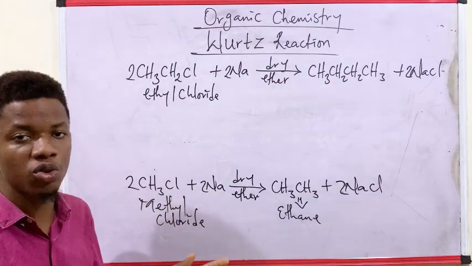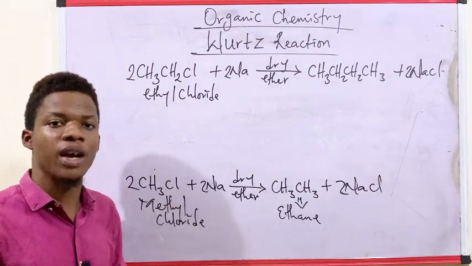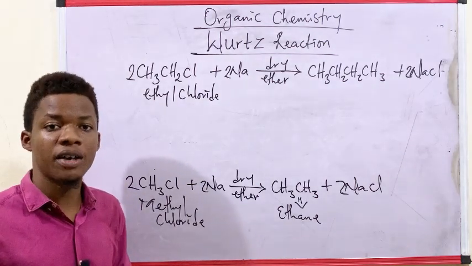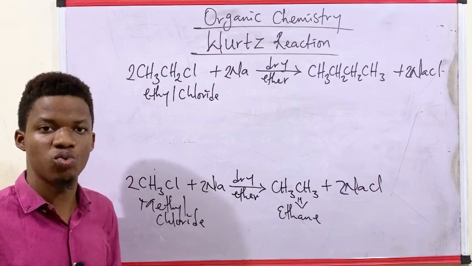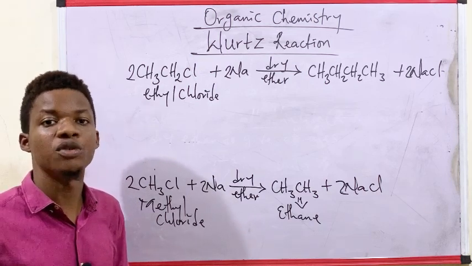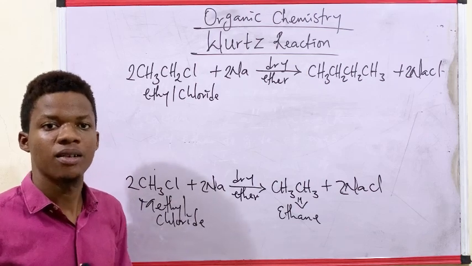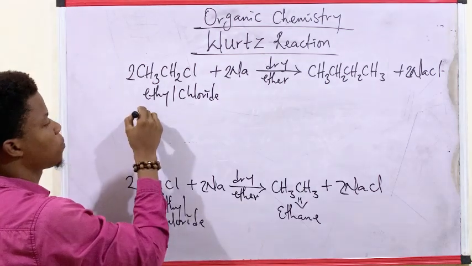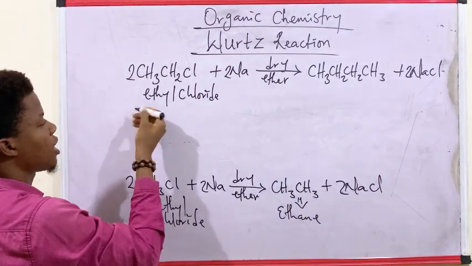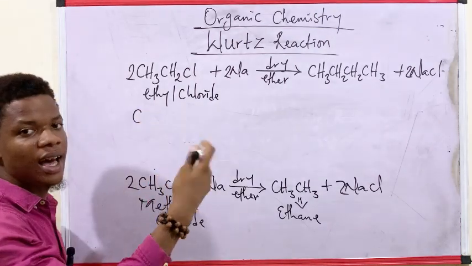Now here is the shortcut. Any alkyl halide you are giving, just multiply by 2 to get the alkane. This is the simplest trick. Multiply by 2 to get the alkane. So if I tell you to use propyl halide, propyl is an alkyl with 3 carbons.